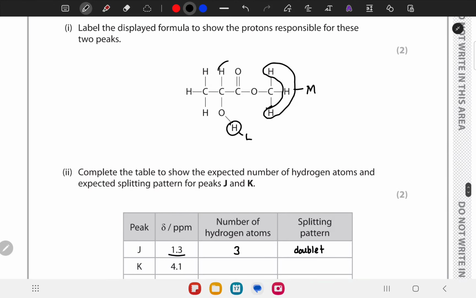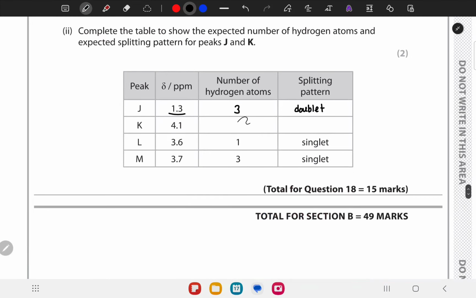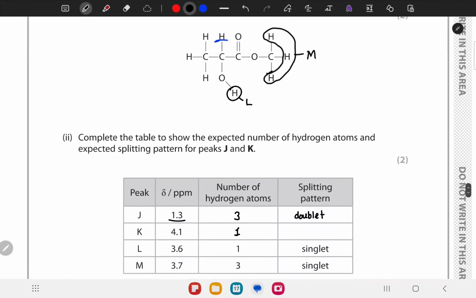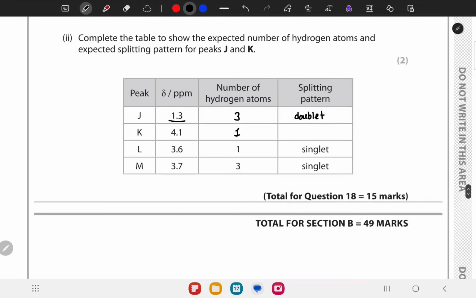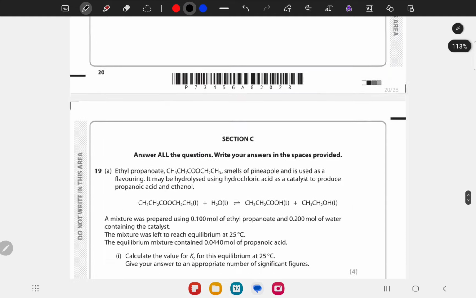And peak K will be for this hydrogen over here. There are 3 hydrogen atoms in the neighboring carbon, so 3 + 1 will be 4, so it will be a quadruplet or a quartet. And that's it for section B.